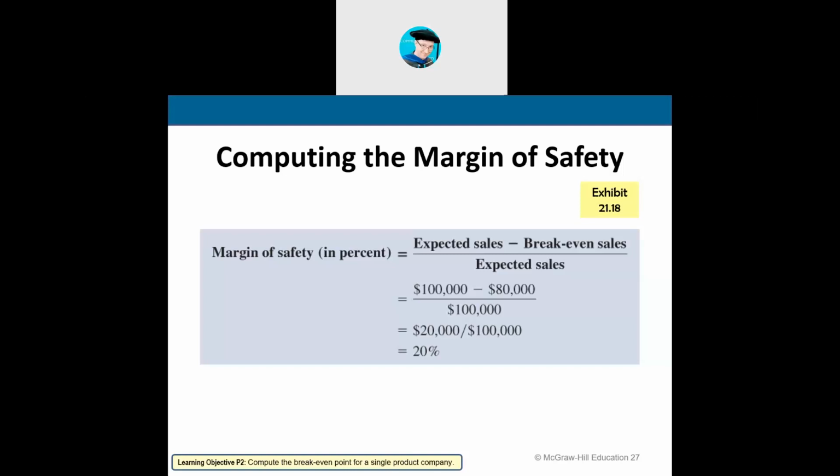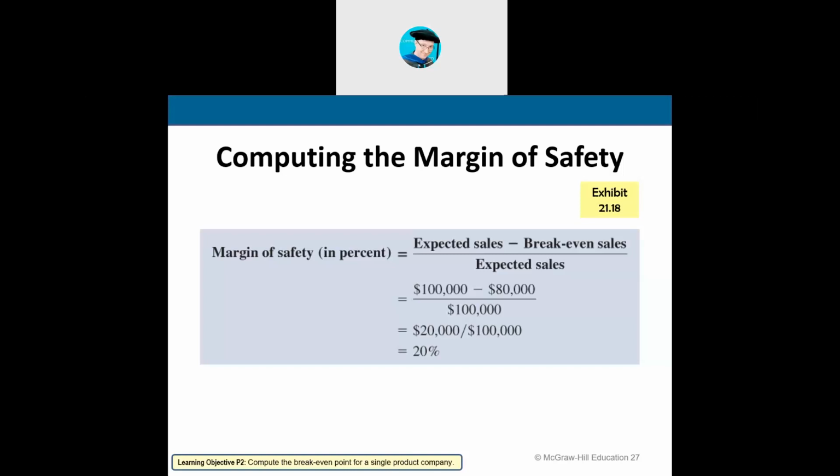This next method is called the margin of safety. The margin of safety, it's a nice term, right? It means exactly that. How many units do I need to sell to be safe, safe as in not losing money? That's why I call it margin of safety. A lot of this is forecasts, right? How much do I need to sell in order to be safe?